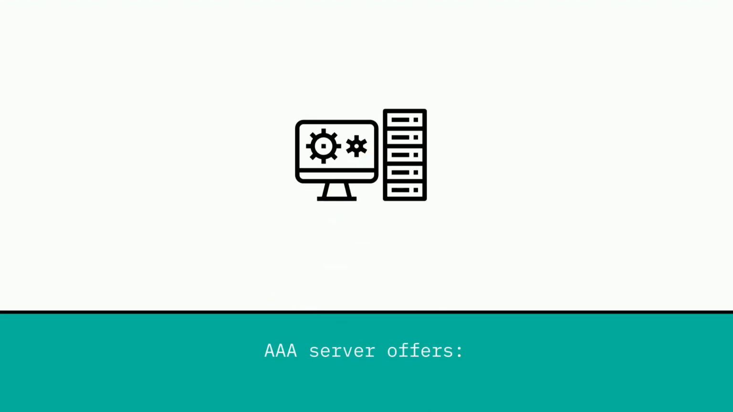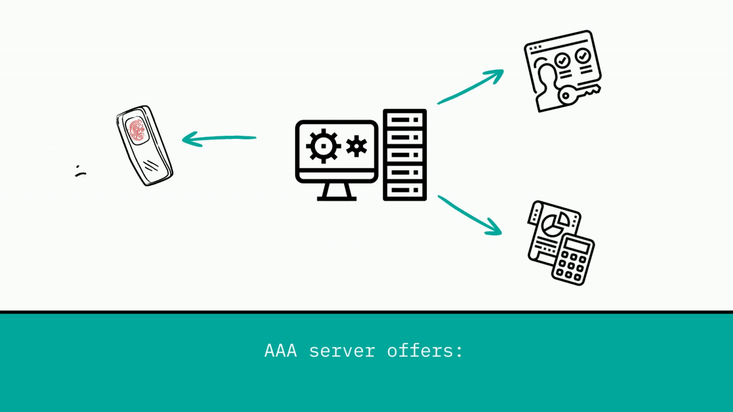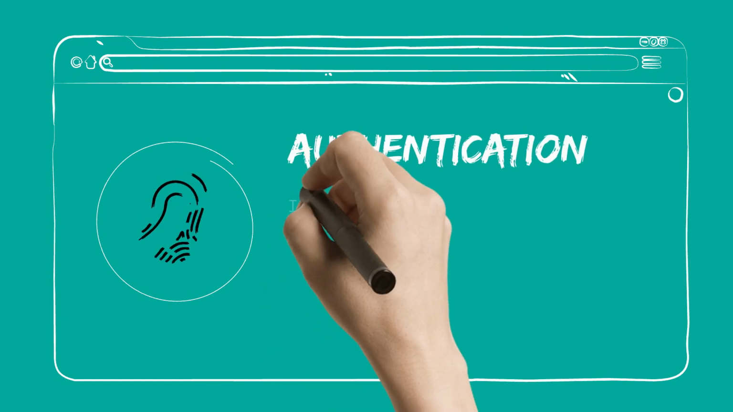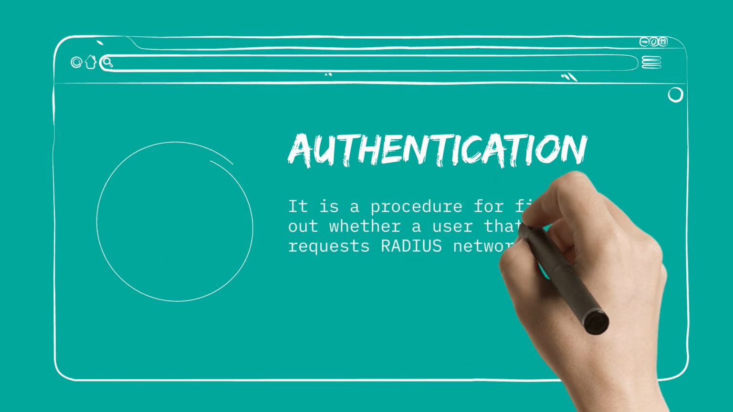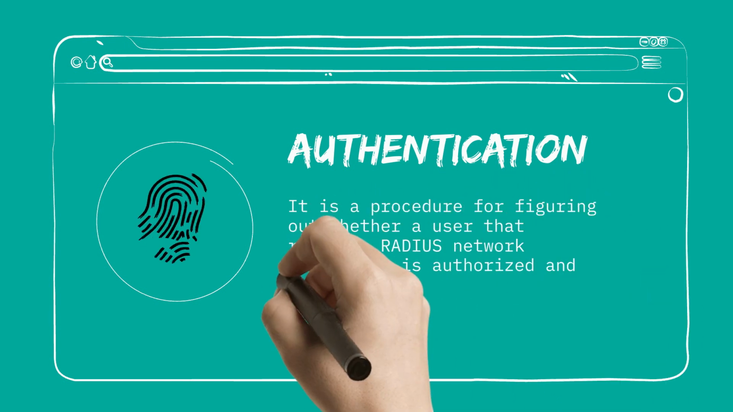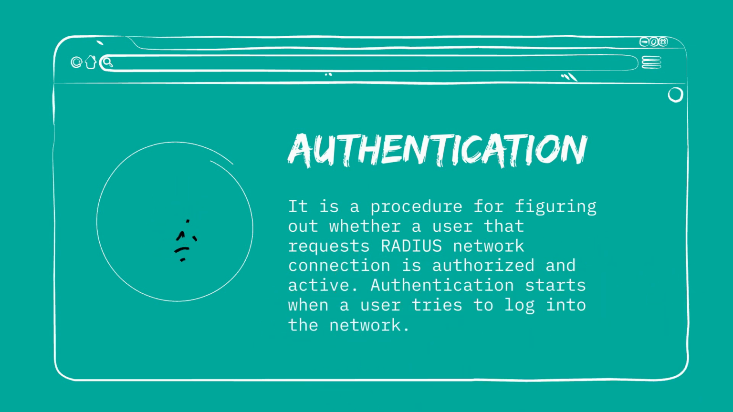AAA servers offer three services, which are authentication, authorization, and accounting. Authentication is a procedure to figure out whether a user that requests a RADIUS network connection is authorized and active. It starts when a user tries to log into the network.